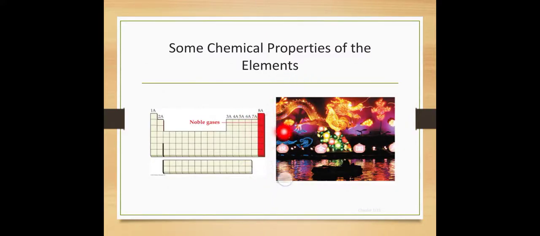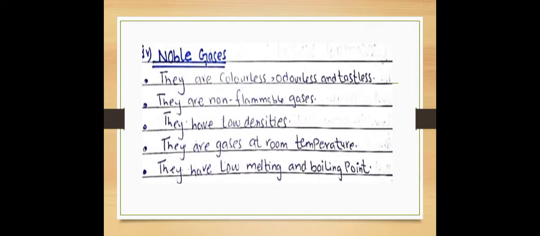Noble gases are the elements that belong to group 8A. They are colorless, odorless, and tasteless. They are non-flammable gases. They have low densities. They are gases at room temperature, and they have low melting and boiling points.